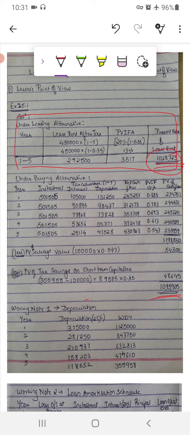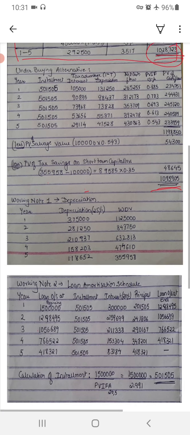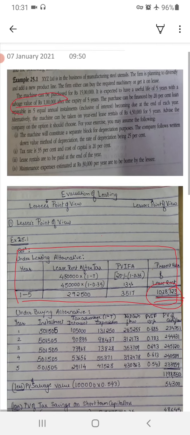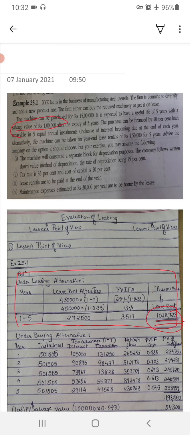So this is how you solve a problem on leasing from a lessee's point of view. So I hope you're clear with this entire problem that we have solved. Try to go through the video. This problem is also available in the book, so you can refer to the book, that is Financial Management by Khan and Jain, 5th edition, page number 25.12, example number 25. You can check it out.